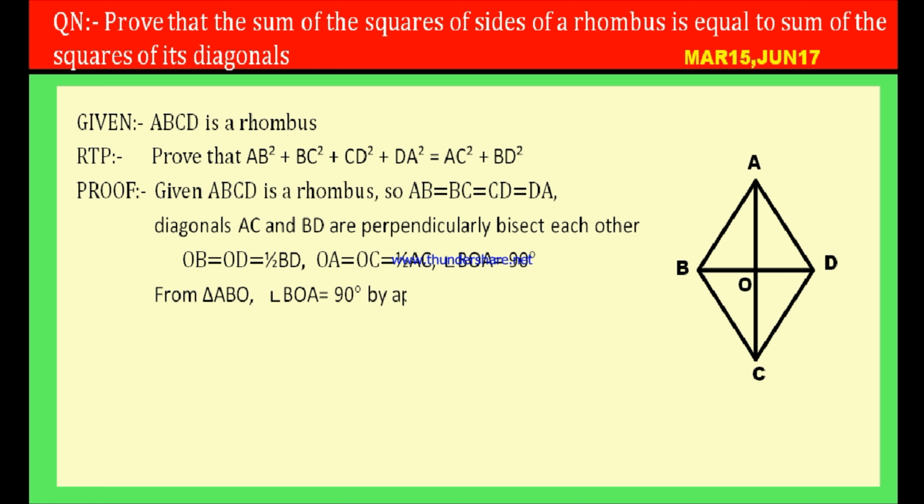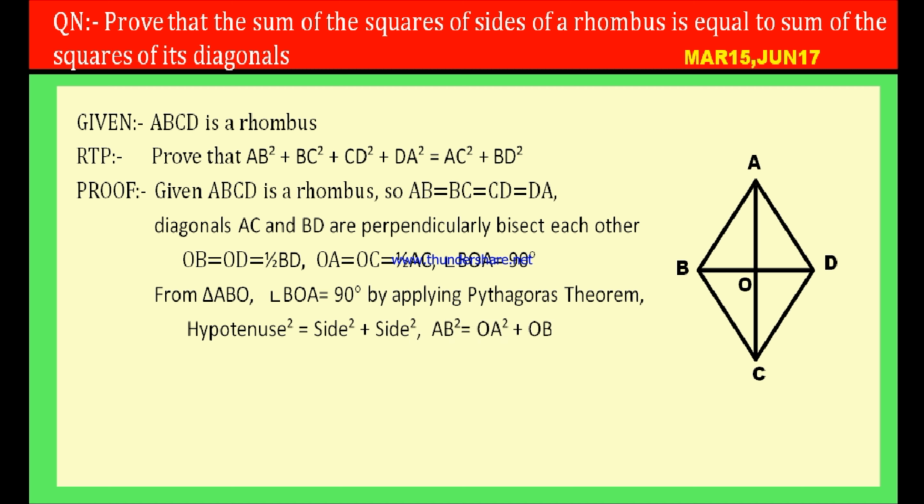Since it is 90 degrees, the triangle ABO is a right triangle. Since it is a right triangle, you can apply Pythagoras theorem. You consider this triangle, angle O is equal to 90 degrees. What does Pythagoras theorem state? It states that hypotenuse square is equal to side square plus side square.